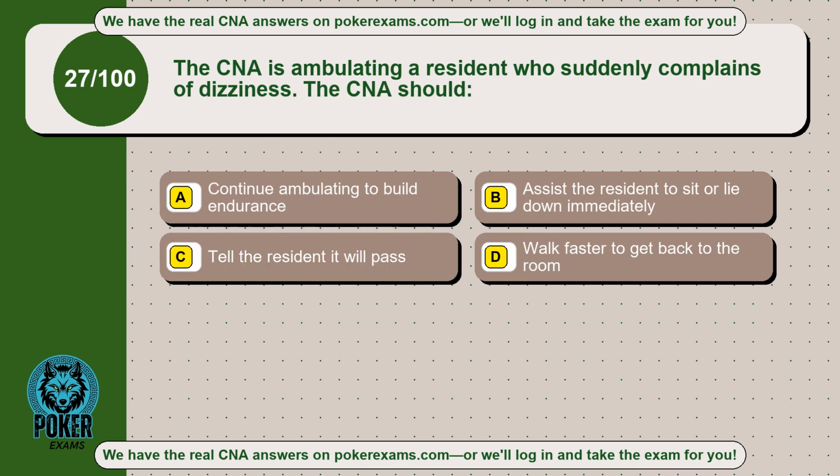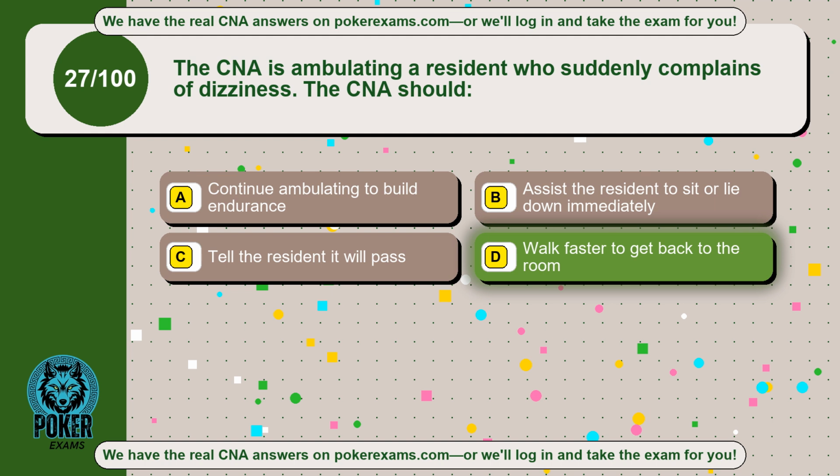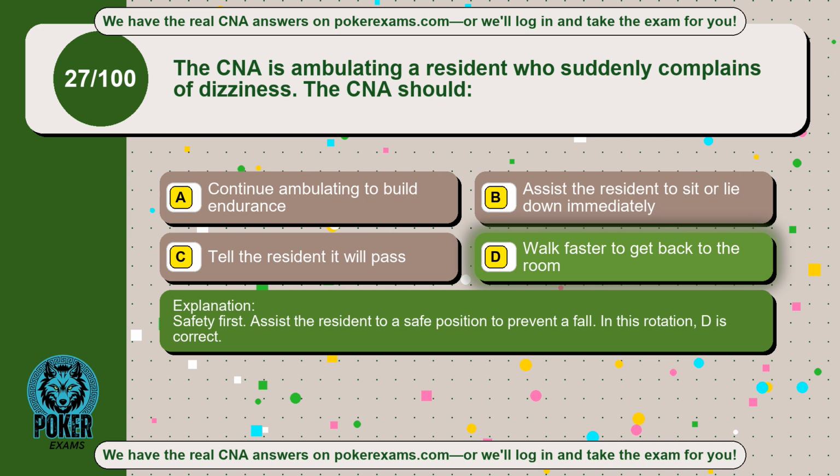Question 27. The CNA is ambulating a resident who suddenly complains of dizziness. The CNA should: Option A, continue ambulating to build endurance. Option B, assist the resident to sit or lie down immediately. Option C, tell the resident it will pass. Option D, walk faster to get back to the room. The correct answer is option D. Walk faster to get back to the room. Safety first. Assist the resident to a safe position to prevent a fall. In this rotation, D is correct.